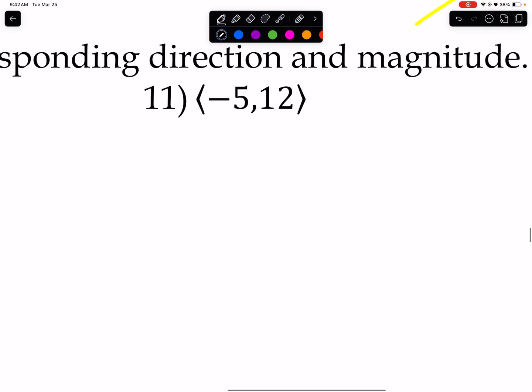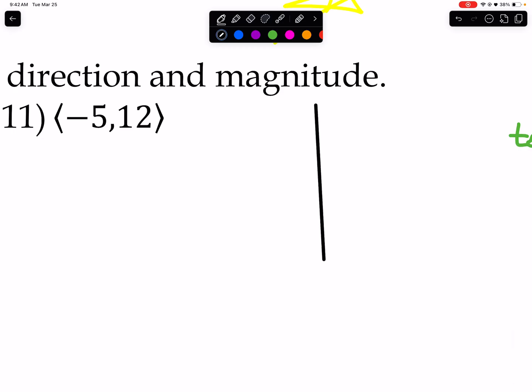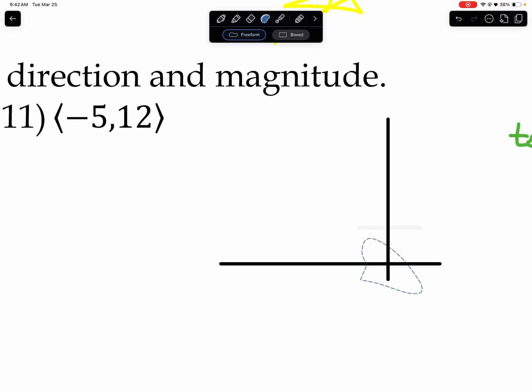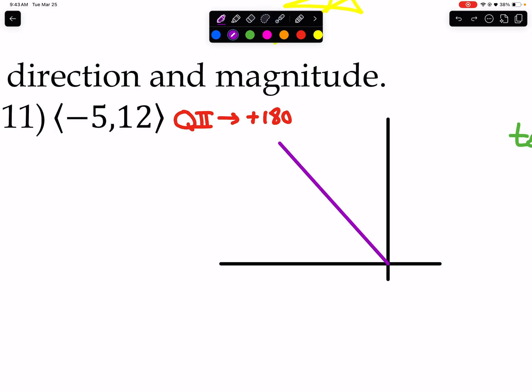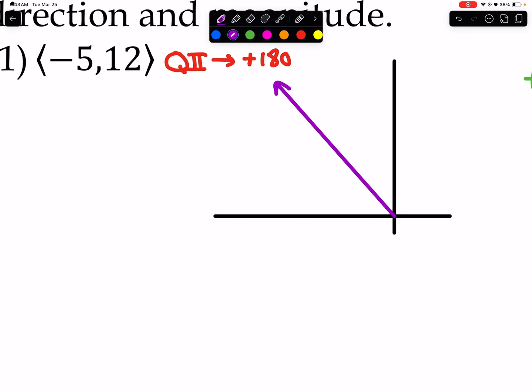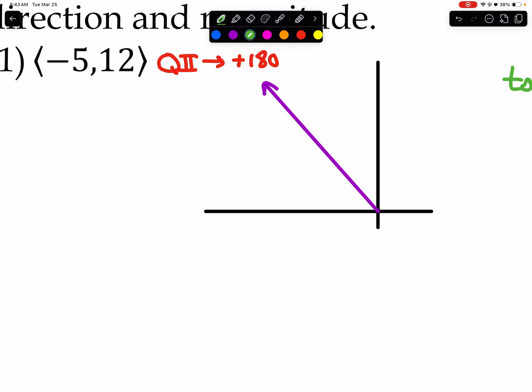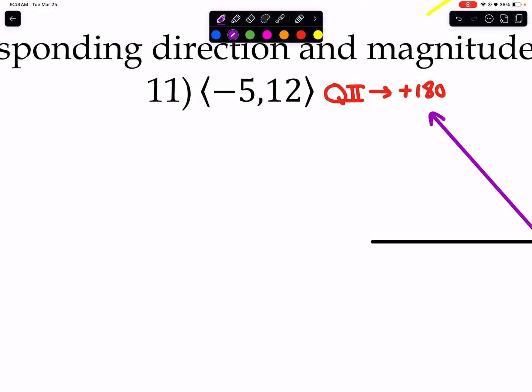So now looking at 11, let me actually start with the sketch first. So -5, 12, that's going to put you in quadrant 2. Quadrant 2 automatically tells me I'm going to need to add 180 to my angle. So when I draw my vector, -5, 12, it's going to be like that. What I want is when I measure my angle in standard position, this is what it's going to measure. So first we're going to find the magnitude.